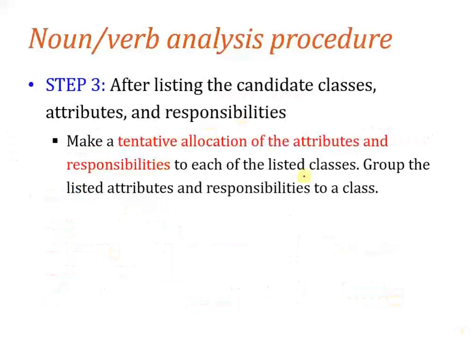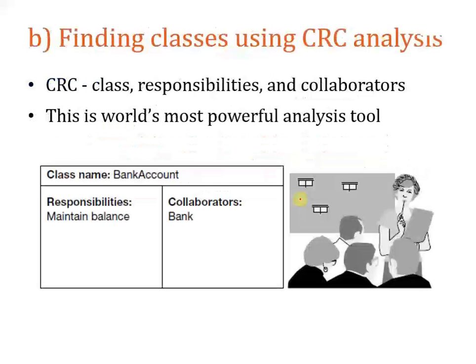In the third step, after listing the candidate classes, attributes and responsibilities, we tentatively allocate these responsibilities and attributes together into a class. After which we can group the listed attributes and responsibilities, and then we can reallocate the classes later onwards. So this is the idea of the noun and verb analysis procedure.